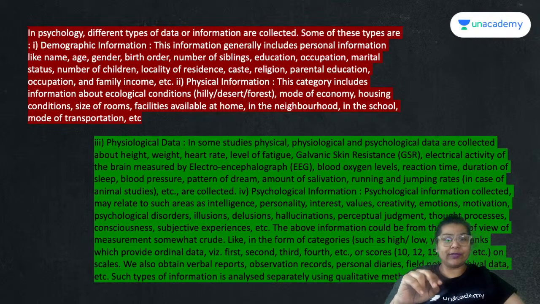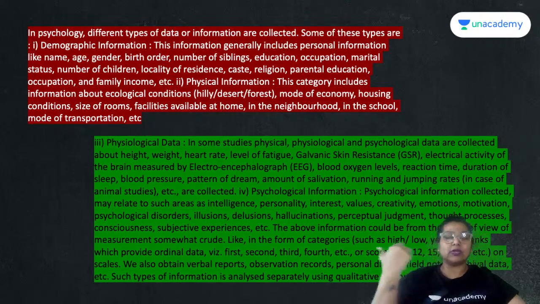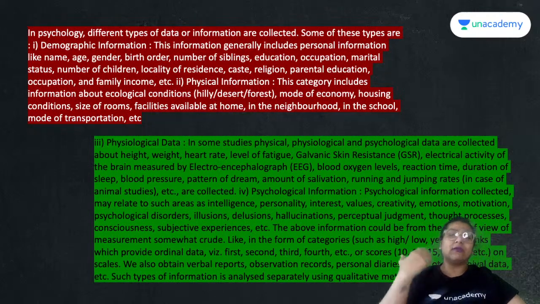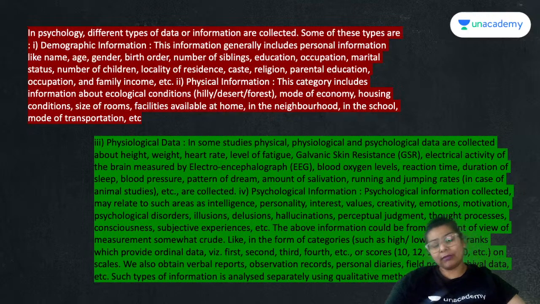Second is physical information. This shows the place where you're staying: whether it's mountainous or hilly, winter or summer, the neighborhood, whether you have proper transport, whether you are able to commute to a proper place or not, etc. All these things are very important. That leads us to physiological data.